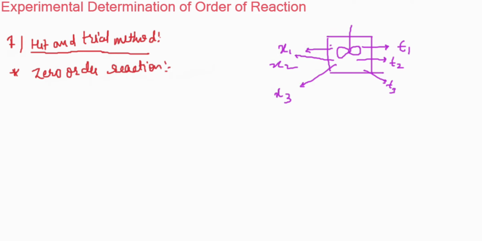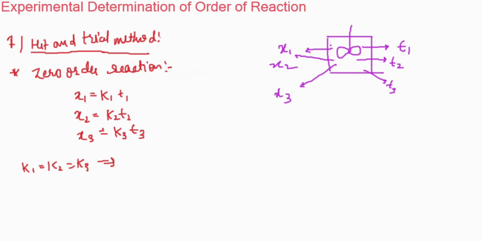If it is a zero order reaction, then we will take x1, it will be k1 and t1. We'll calculate the value, we'll take the value of x2, that will be k2 into t2, and we'll also calculate the value x3, that is k3 into t3. Now we compare the value of k1, k2 and k3. If we find all three values equal, then it is a zero order reaction. That's how we will determine a zero order reaction, and it is known as hit and trial method.